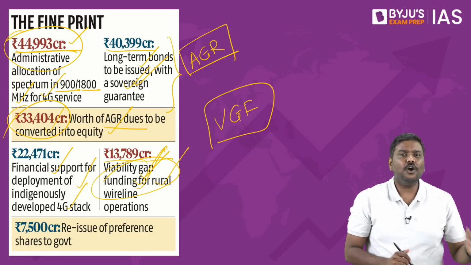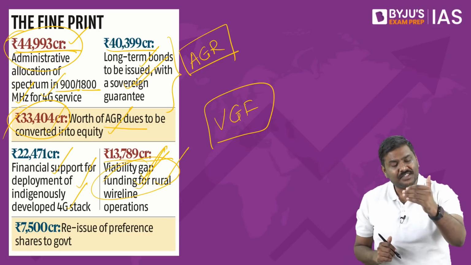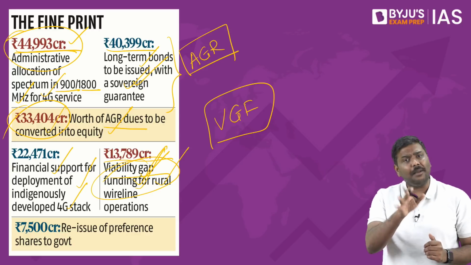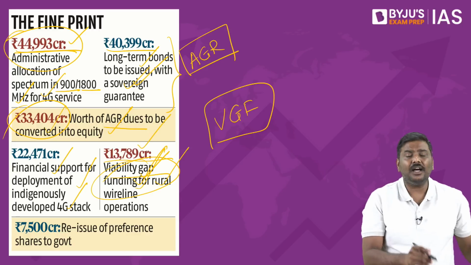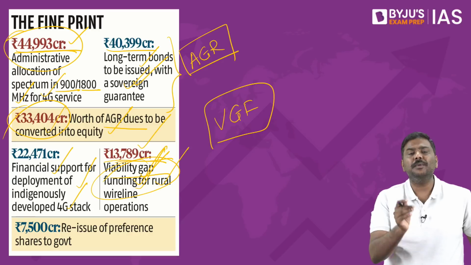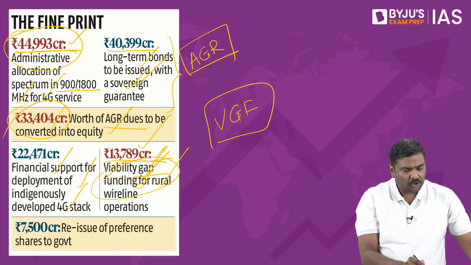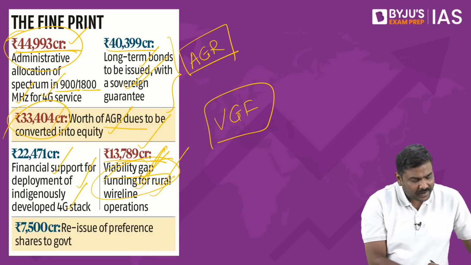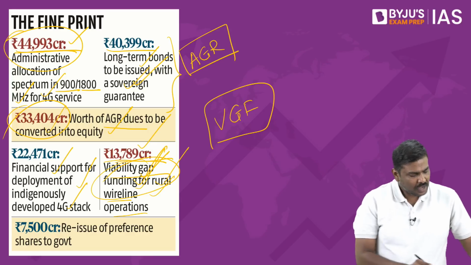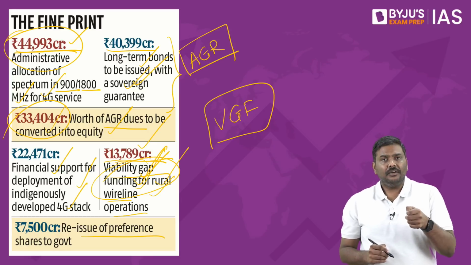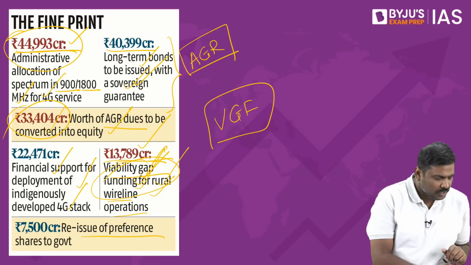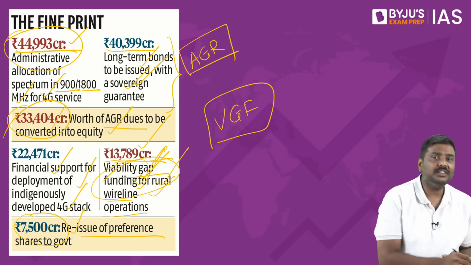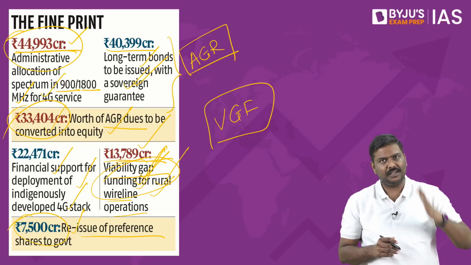In such cases, government generally provides a certain assistance which is called viability gap funding. So 13,000 odd crore rupees will be provided in the form of VGF in order to provide rural wireline operations. And the government will be reissued with the preference shares worth 7,500 crores by BSNL.